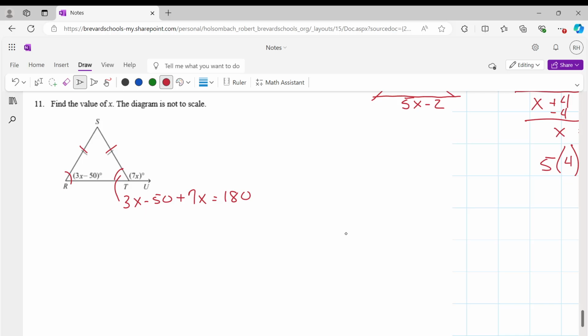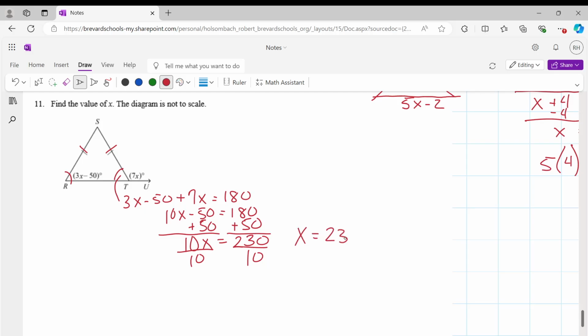So now we can solve for x. So our 3x plus our 7x is 10x minus 50 is equal to 180. Add 50 to each side. So our 10x equals 230. Divide by 10. And our x equals 23.